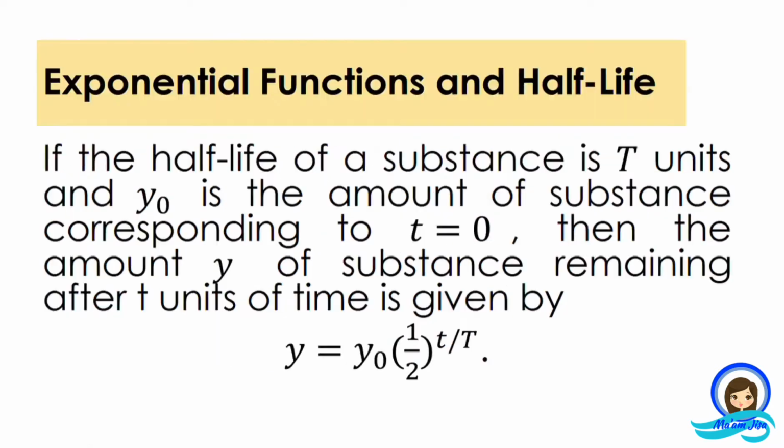Next, exponential functions and half-life. If the half-life of a substance is T units, the big letter T, and y sub 0 is the amount of substance corresponding to t equals 0, then the amount y of substance remaining after t units of time is given by y equals y sub 0 times 1/2 to the exponent of small letter t over big letter T. Why is it that we are already using 1/2? It's because we are now on exponential functions and half-life.